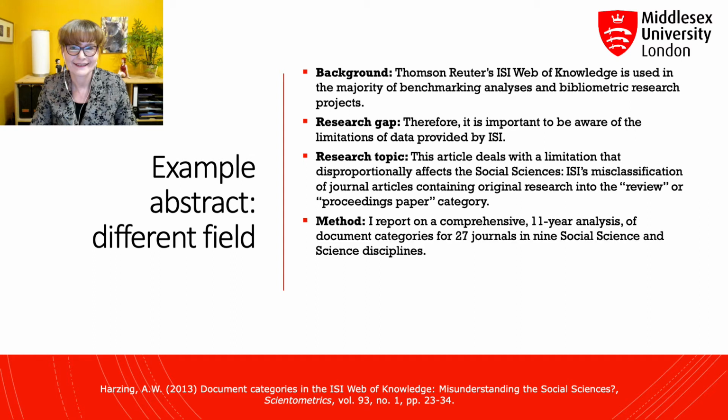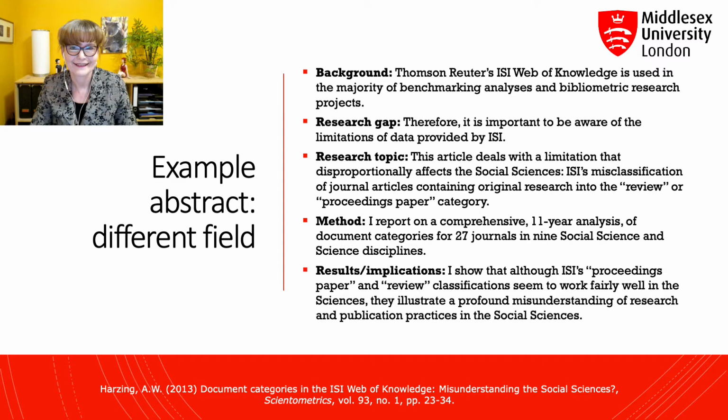What I did is look at 27 journals in 9 of the social science and science disciplines over a period of 11 years. And what I found was that although the classification as a proceedings paper, so a conference paper, or a review article, so an article not including original research, did work well in the sciences and did correctly classify articles, it didn't work well in the social sciences and it misclassified articles. So I argue that this presents a misunderstanding of research and publication practices in the social sciences.